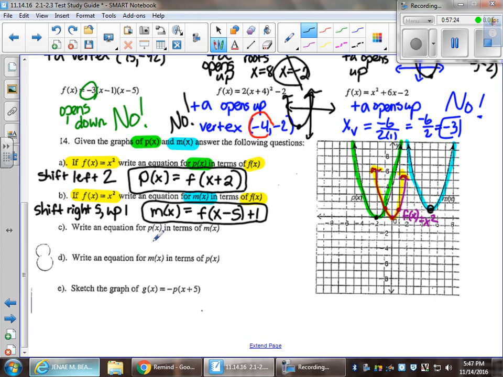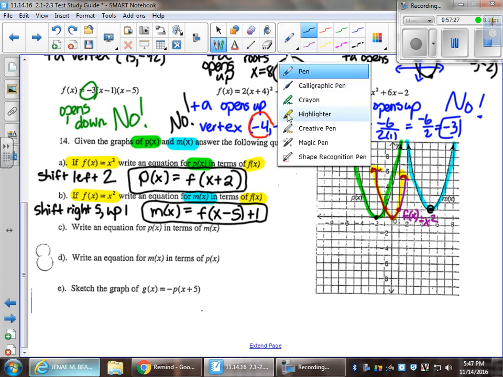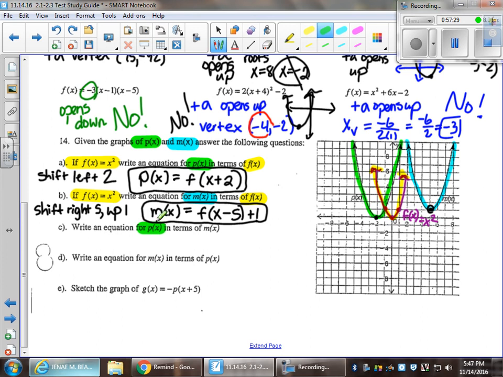C says, write an equation for p of x, which is green for me, in terms of m of x, my blue graph. So now the question is, ignore the purple. You see no mention of x squared here. How did we go from here to here? That was a shift right. 1, 2, 3, 4, 5, 6, 7. Right 7, shift right 7. And then up 1.